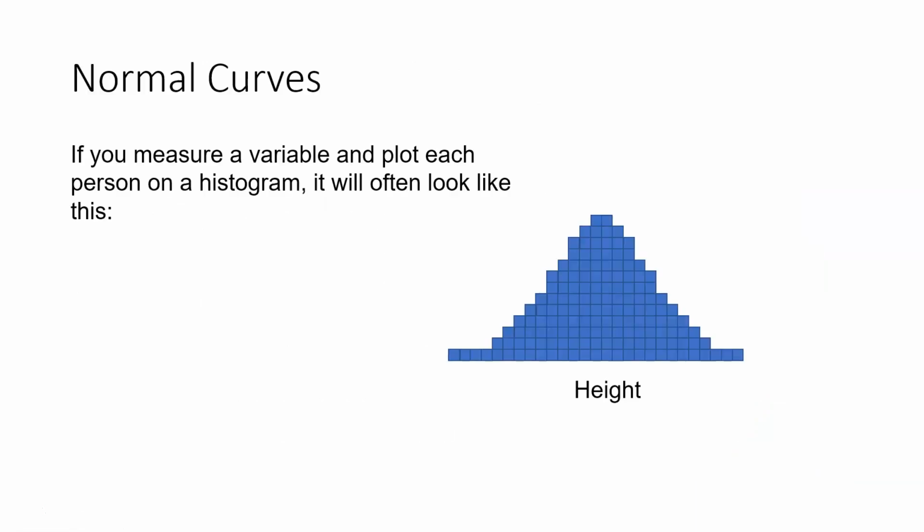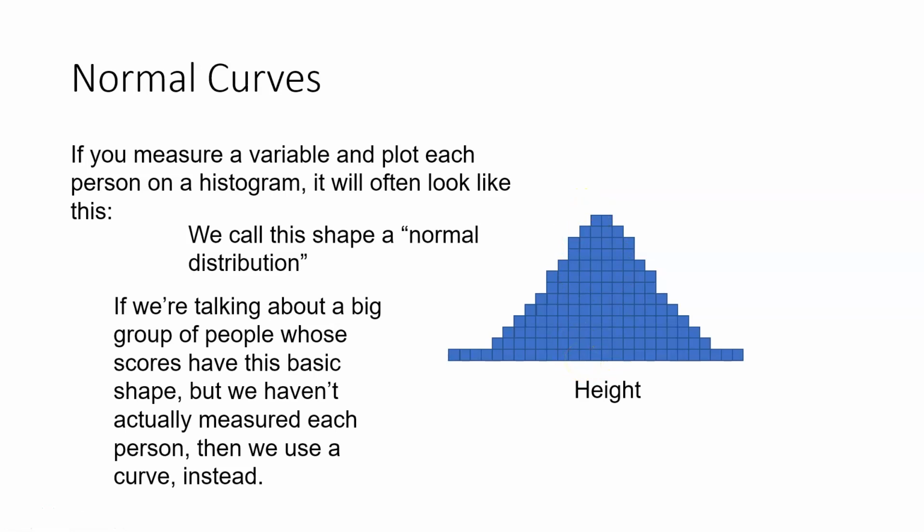The next concept I want to talk through is normal distributions. If you measure a variable and plot each person on a histogram, it will often look like this. We call this shape a normal distribution. It follows this shape because most people are average. Some people are slightly above average, some people are slightly below average. A few people are very high, and a few people are very low. But most people are somewhere in the middle.